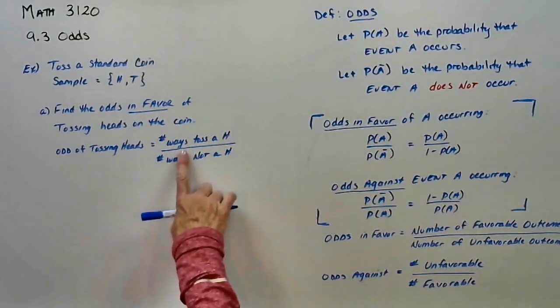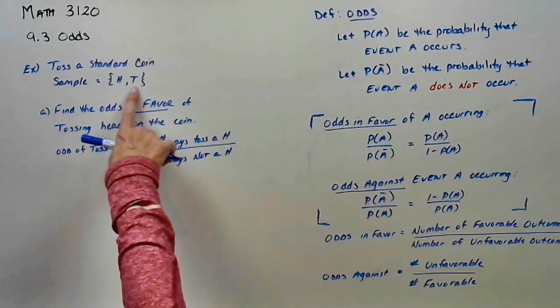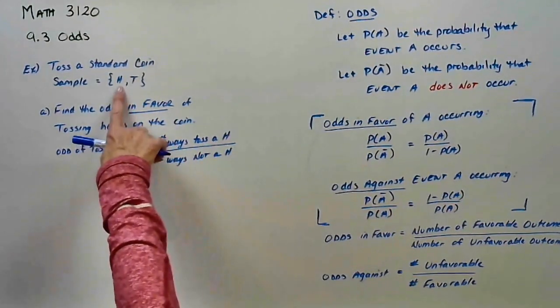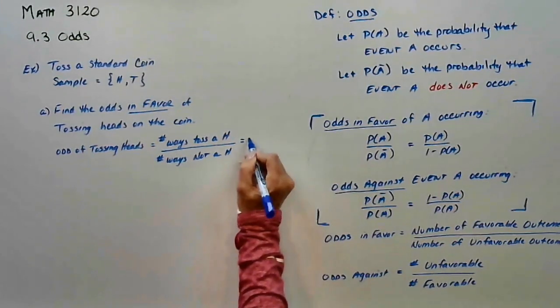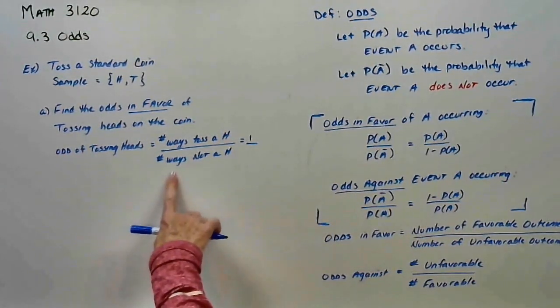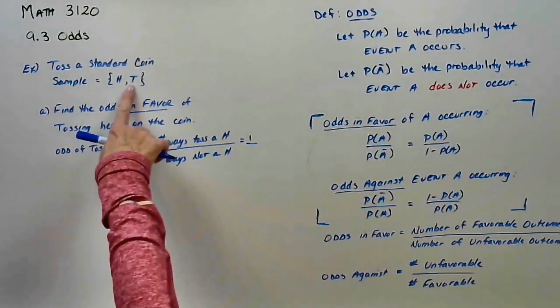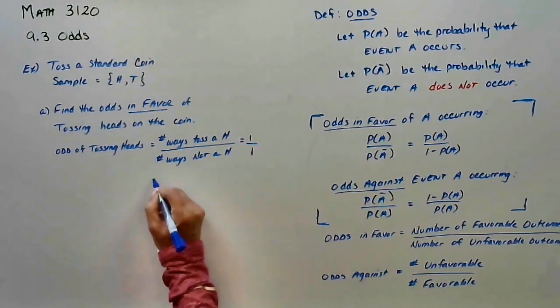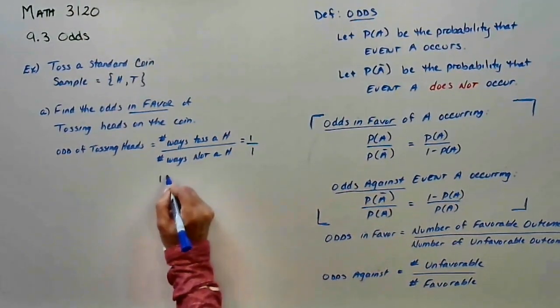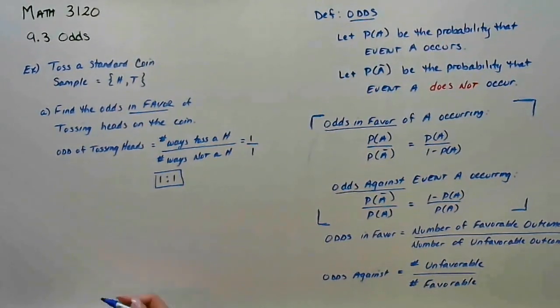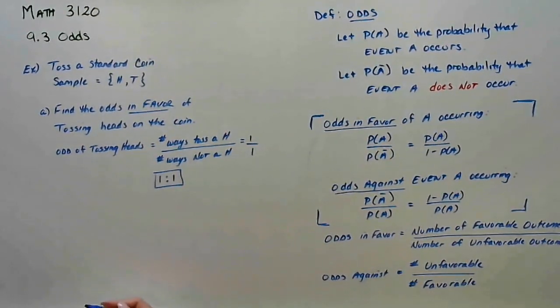Well, if you flip a coin and the only outcomes are heads or tails, how many ways can you get a head? There's only one way you can get a head. How many ways can you have not a head? Well, the other option is tail. There's only one of those. So we have odds of 1-to-1. Odds, not probability. We have odds of 1-to-1 tossing a head.